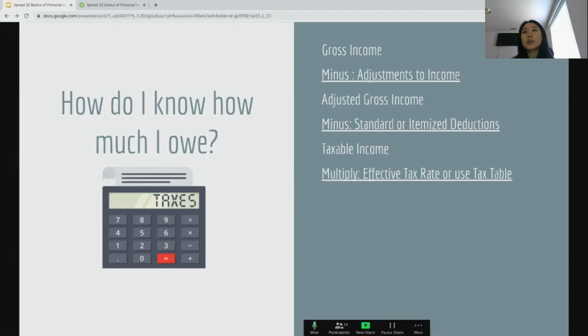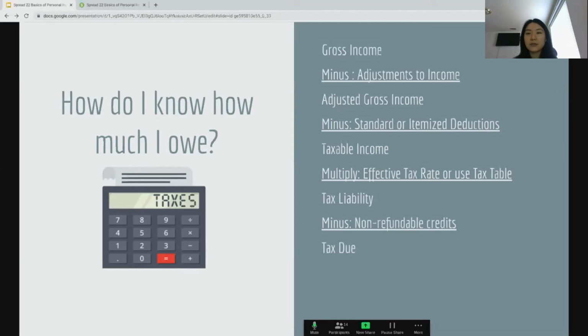From there, you would multiply your taxable income by the effective tax rate, or you can use the tax table if math is not your strong point. And then you would get your tax liability. Remember, tax liability is how much you owe the IRS before considering the amounts that you already paid throughout the year. From there, you can reduce your tax liability through non-refundable credits. Non-refundable credits are credits where, if you apply them to your tax liability, it cannot go negative. So if your non-refundable credit is greater than your tax liability, it will just be lowered to 0. You're not going to get extra.